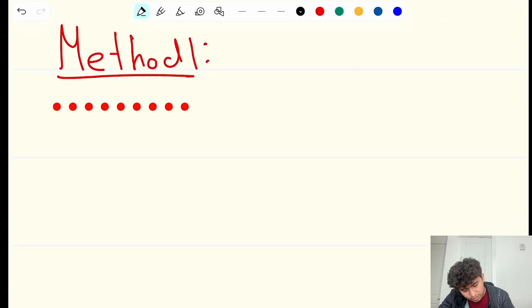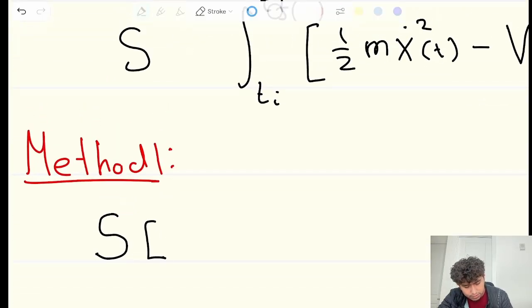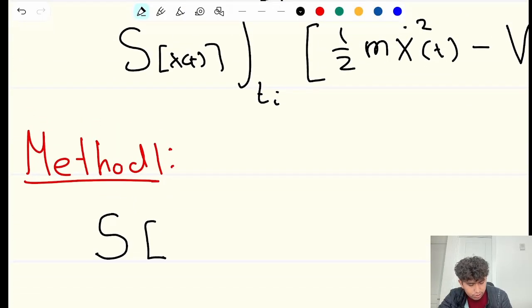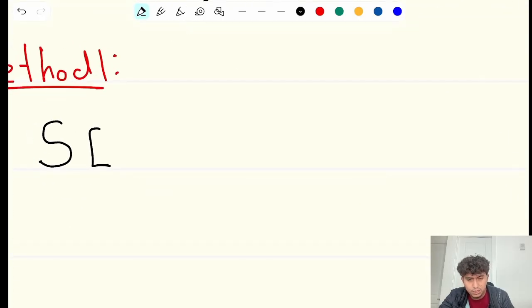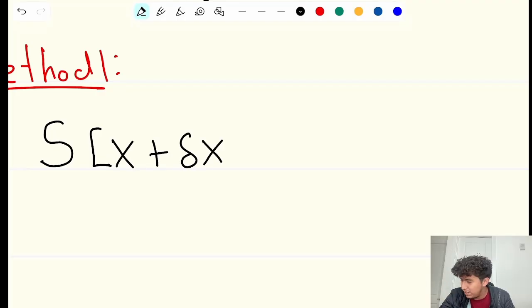So first let me do this. Let me take the action, this same action. Let me just put here that this was a functional. These brackets just denote a functional, helps you to distinguish between a function and a functional. But essentially both are functions, so it's okay.